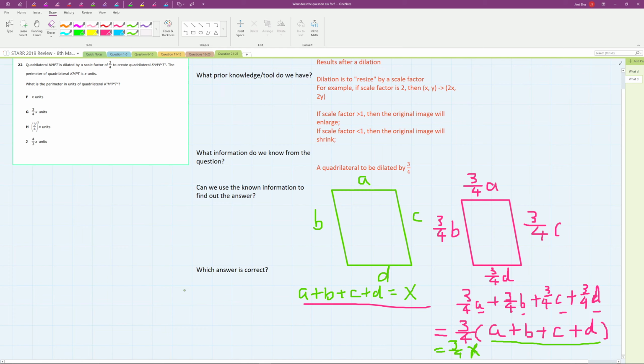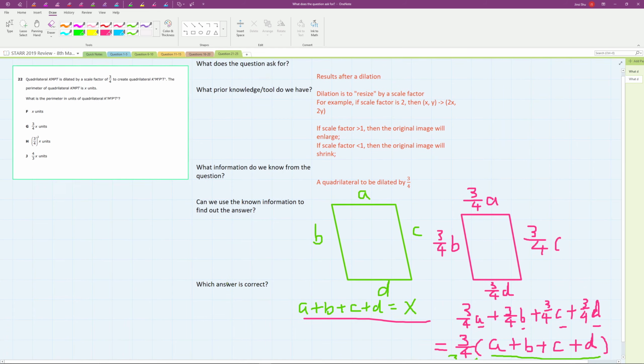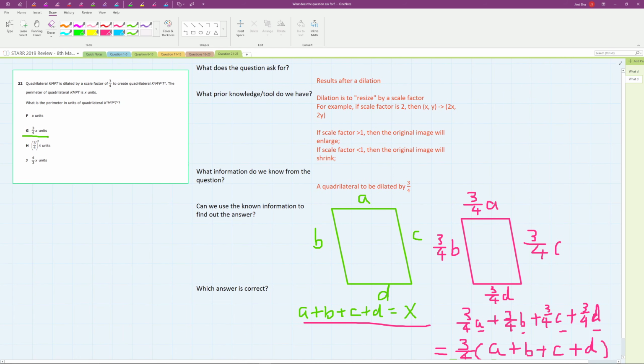And that means after the dilation, each side becomes 3 fourths of its original length. And accordingly, the new perimeter, or the sum of all sides, became 3 fourths of the original perimeter, 3 fourths of x. So the correct answer is G. And that concludes our solution.